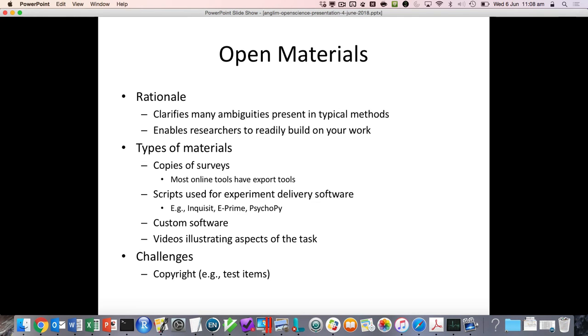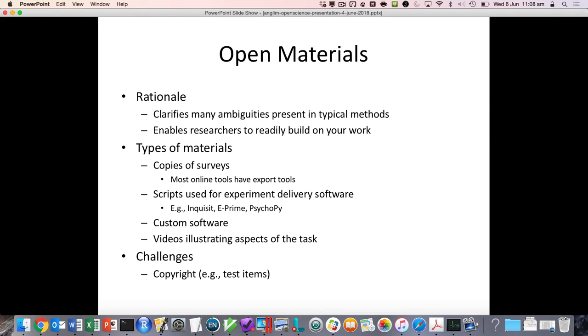So you could include copies of surveys, with the full, say, export from Qualtrics or whatever, or if you use experimental software, the scripts for those. If you've got custom software, like you're running an experiment in a lab, you could upload that. I was trying to think what other materials people have. Coding books for observational studies. Basically anything really that can be digitized.